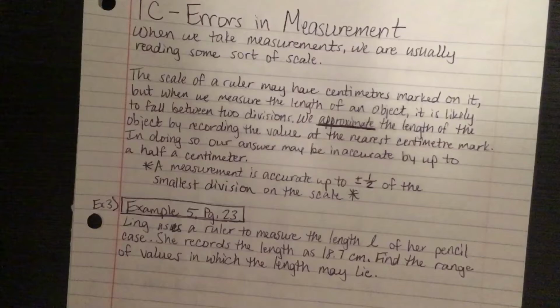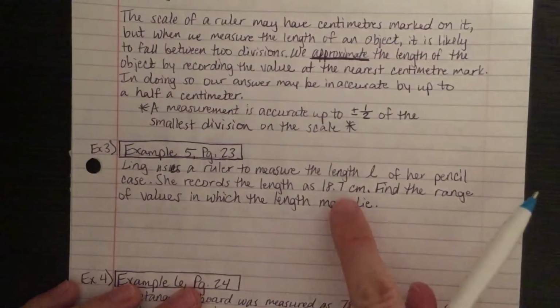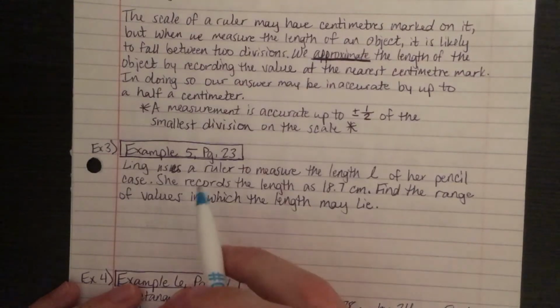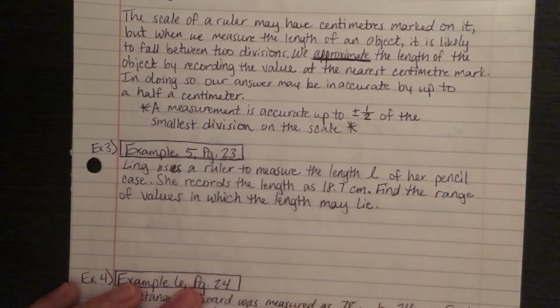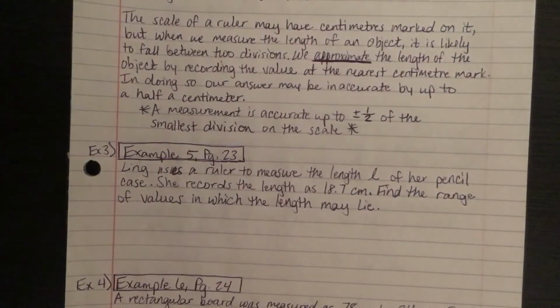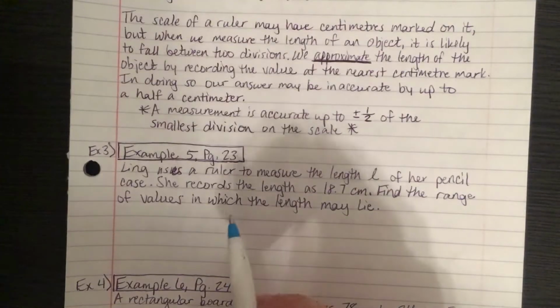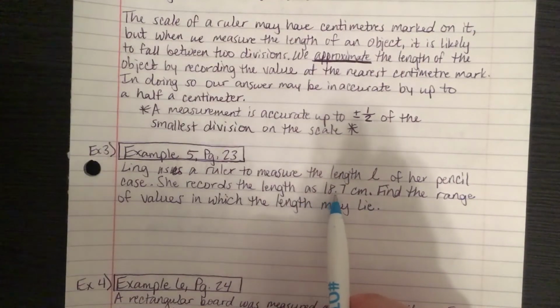So if, for example, we were using a ruler to measure the length. So again, this is example 5 on page 23. We are in the orange book. Apologize about that. I should mention that earlier. So if we're using a ruler to measure the length of her pencil case, and she records the length as 18.7.